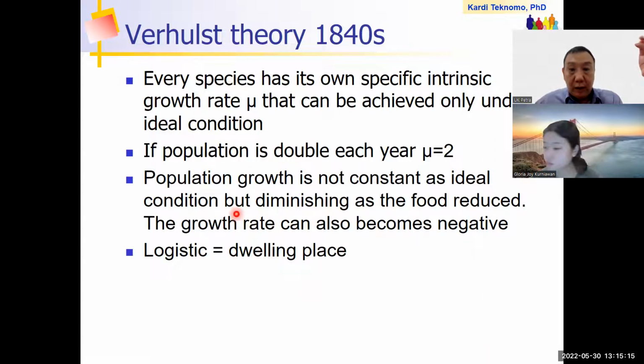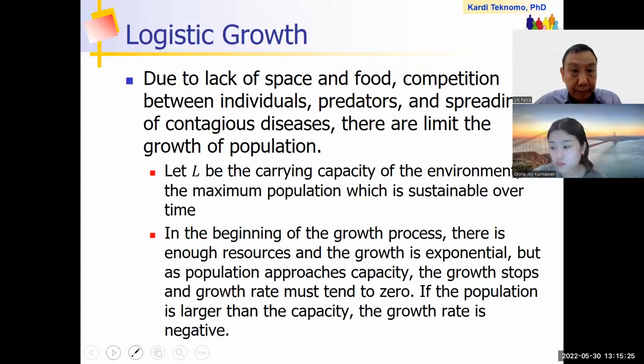Now Verhulst proposed what is called the logistic curve. Logistic means dwelling place. So logistic growth is something like this. So this is the story behind it.